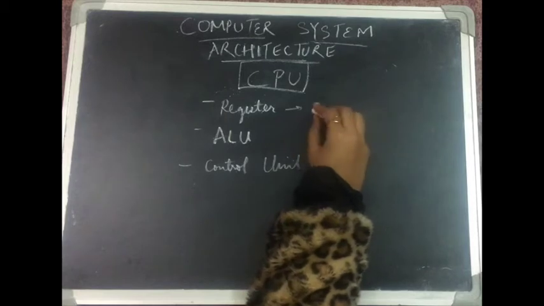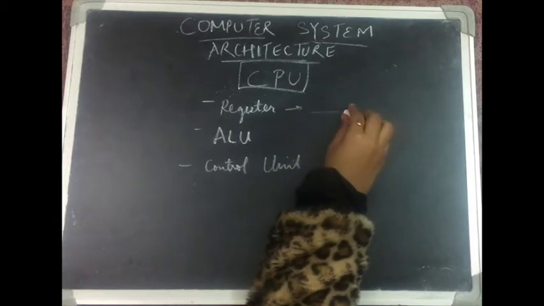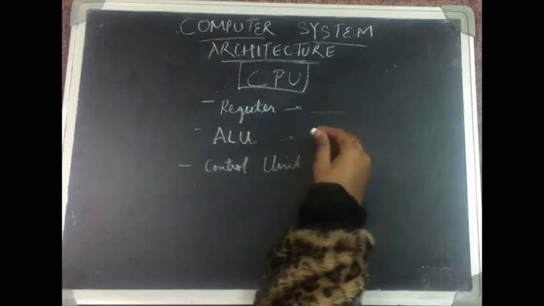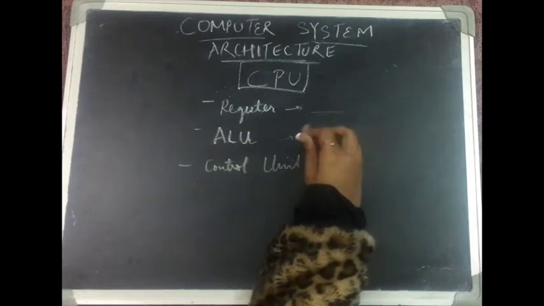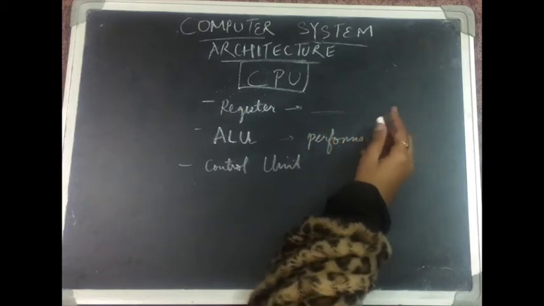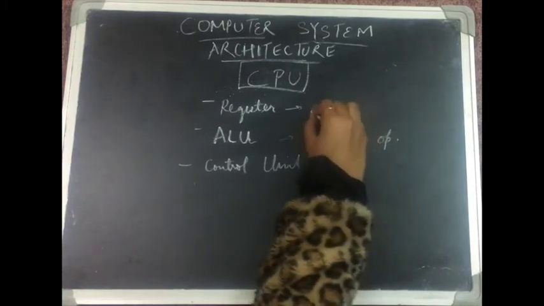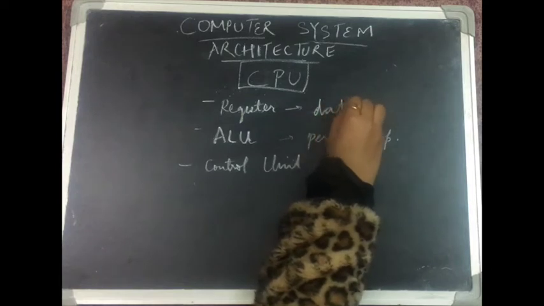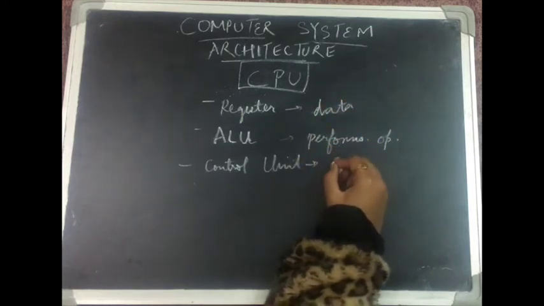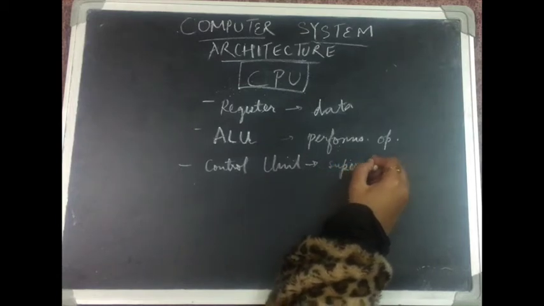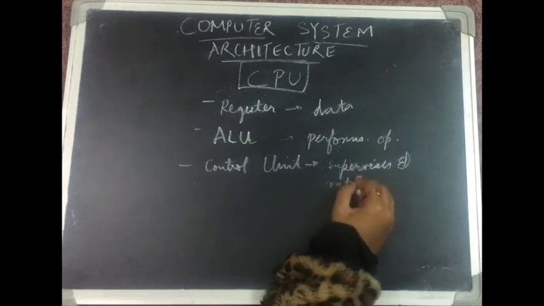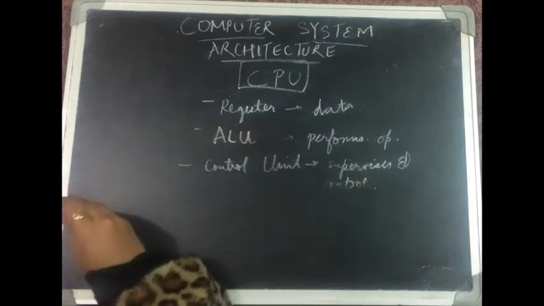What is the function of registers? They store the data, help in the calculations, and transfer the data. The ALU is the arithmetic and logic unit, which actually performs the calculations and operations related to data. Then the control unit is the one that supervises and controls the working of the ALU and registers.